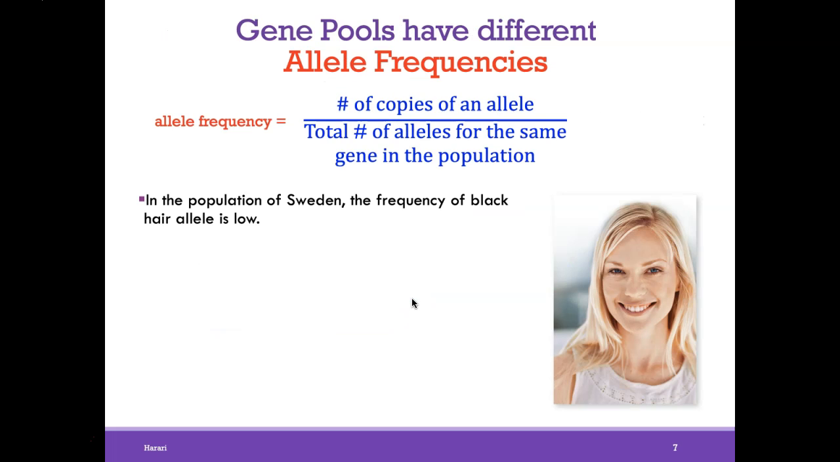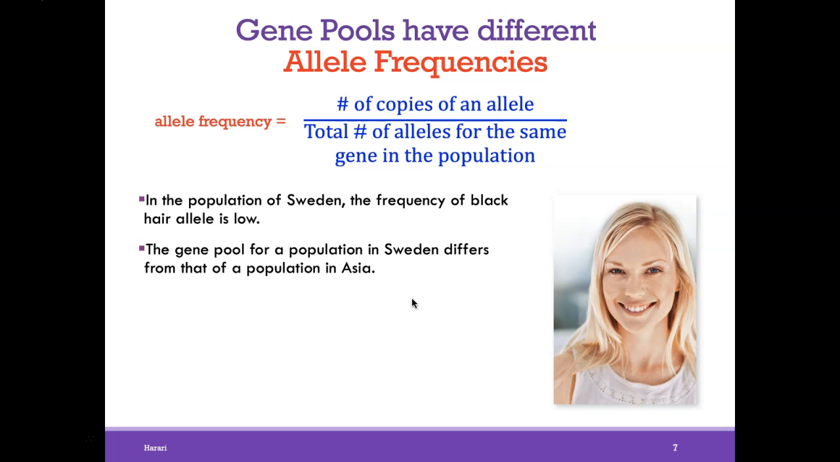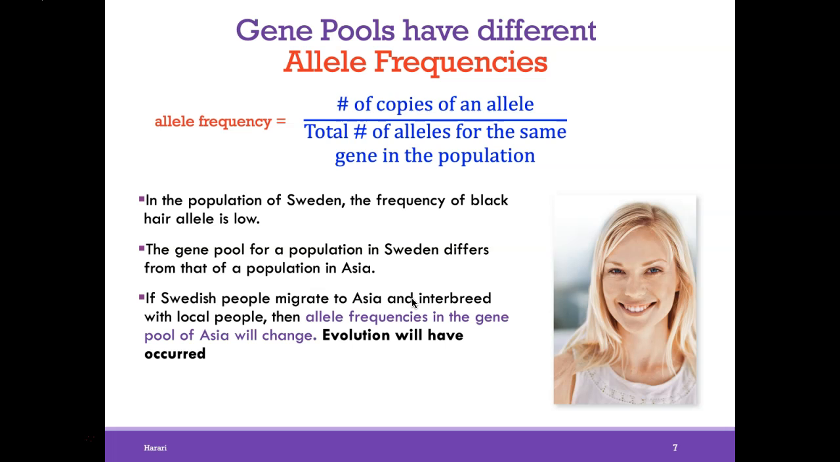So in the population of Sweden, the frequency of black hair alleles is low. It's going to be a lot lower allele frequency of the black hair allele in Sweden than in Asia. So the gene pool for a population in Sweden differs from that of a population in Asia. So suppose a group of 1,000 Swedish people migrate to Asia and interbreed with the local people. What's going to happen is the allele frequencies in the gene pool of Asia will change. Because now you have humans, which are the same species, who migrated to the Asian population, so that changed the population in a way.